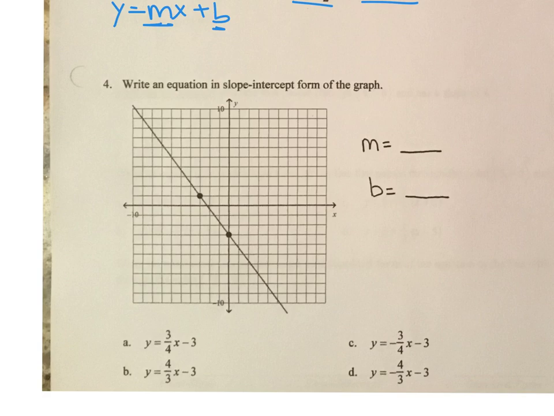Number 4, we want to write the equation of a line from the graph. So here's the graph, okay? What's the m? What's the b? Your b is where it crosses the y-axis, and then for your slope, you're going down and over. Which of these 4 is the correct equation of the line?